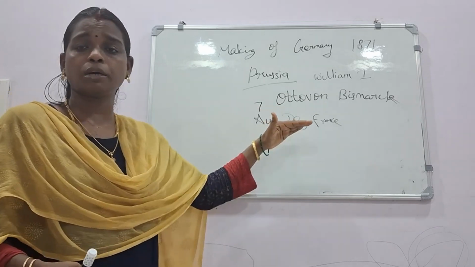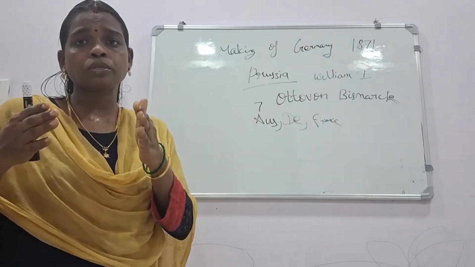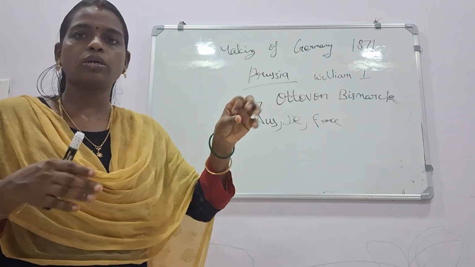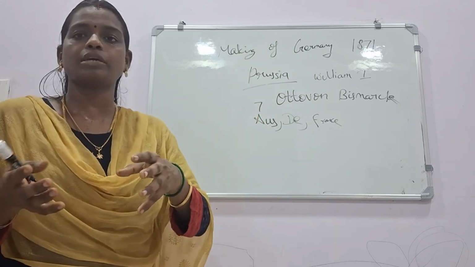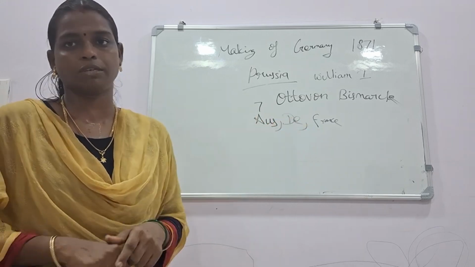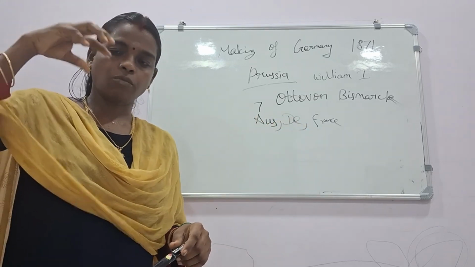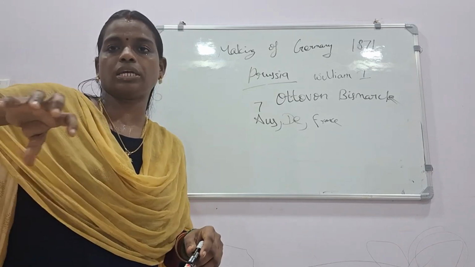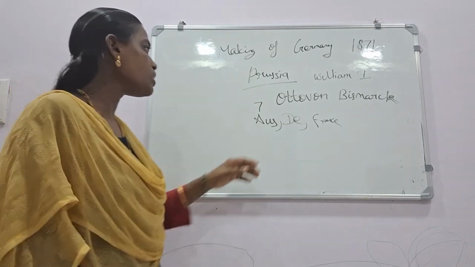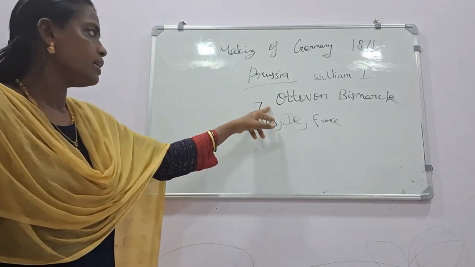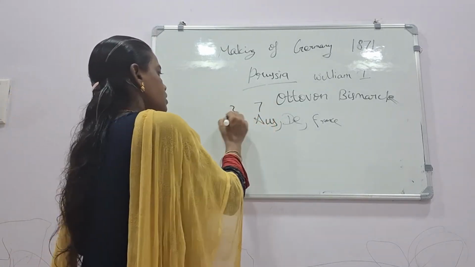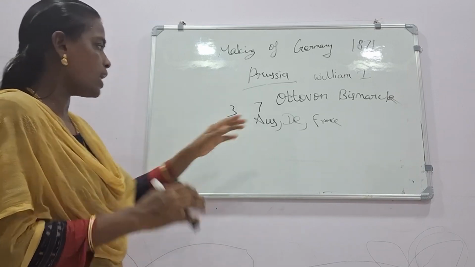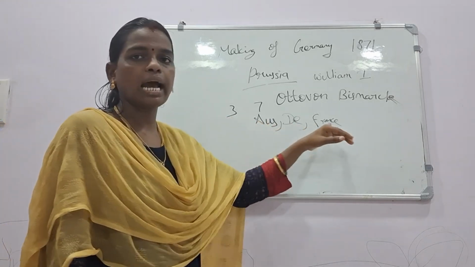Otto von Bismarck only took the measures. There was a leader who commanded everything that should be done, but Otto von Bismarck was the one in the field taking a step forward. Within 7 years, they fought 3 wars, with Austria, Denmark and France.